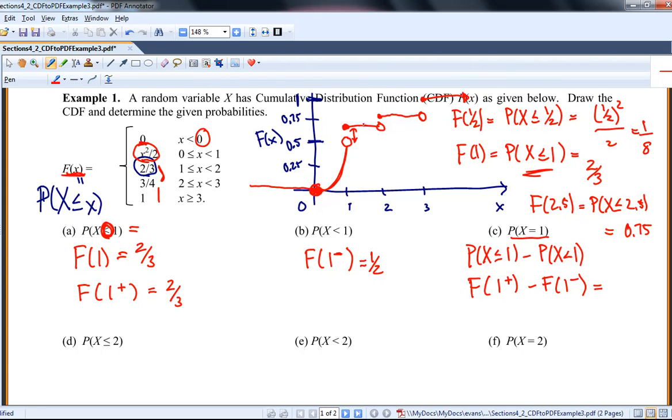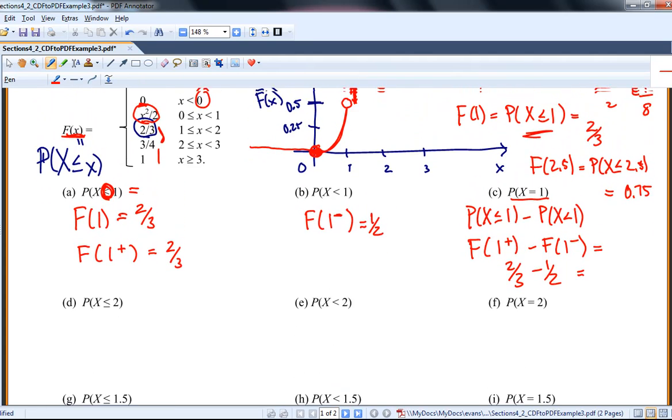And so F of 1 from the right, we had up here as 2/3, and then minus 1/2. I'm not going to calculate that. That's how much mass we have at 1, or probability at 1. I'm not worried about that right now, but you see that the probability right there at 1 is that jump.